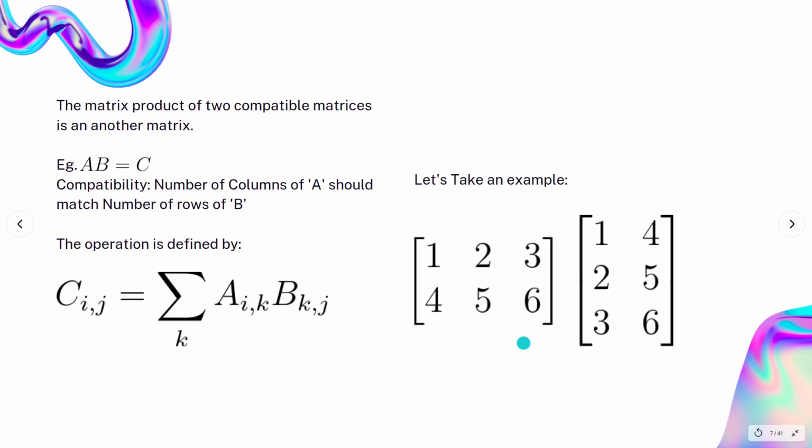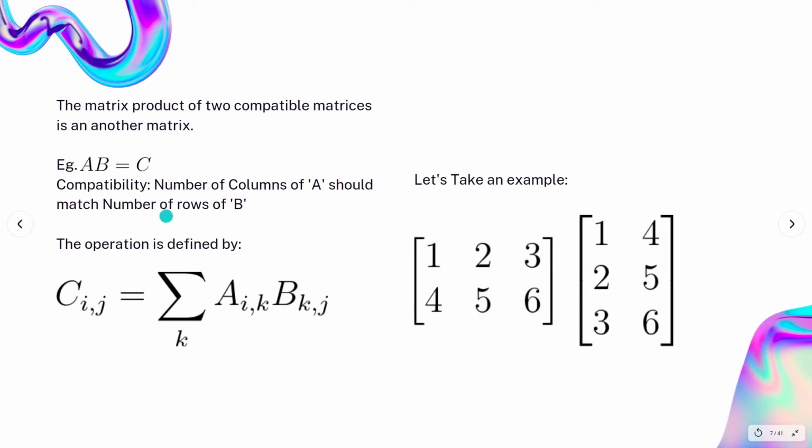For example, if you take this matrix to be A, this matrix to be B, so how many rows are there in A? There are 2 rows and there are 3 columns. Similarly, there are 3 rows and there are 2 columns in B. So here you can see these two matrices can be multiplied because the number of columns in A is equal to the number of rows in B. So that is the first condition that must be satisfied in order to multiply the matrices.